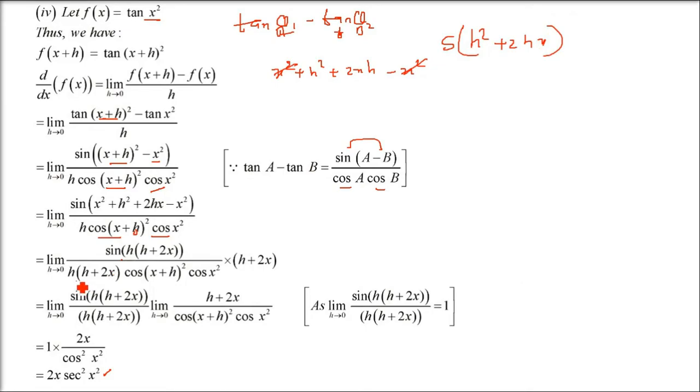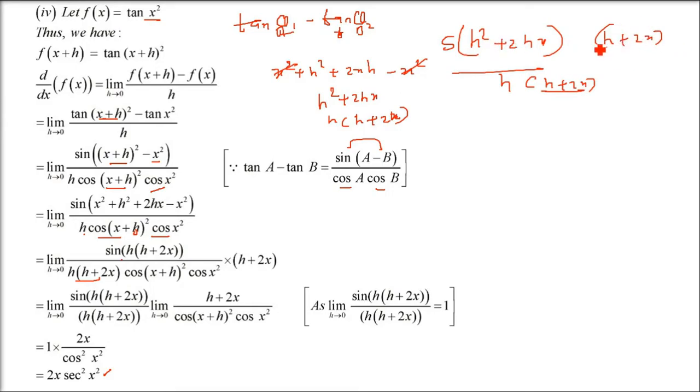So we have sin(h square plus 2hx), and we have a denominator h. So how to do this? Let us write this h square plus 2hx first as h into (h plus 2x), taking h common. Now, we already have an h in the denominator, we just need h square plus 2hx. So multiply and divide by (h plus 2x) in the numerator and denominator both.